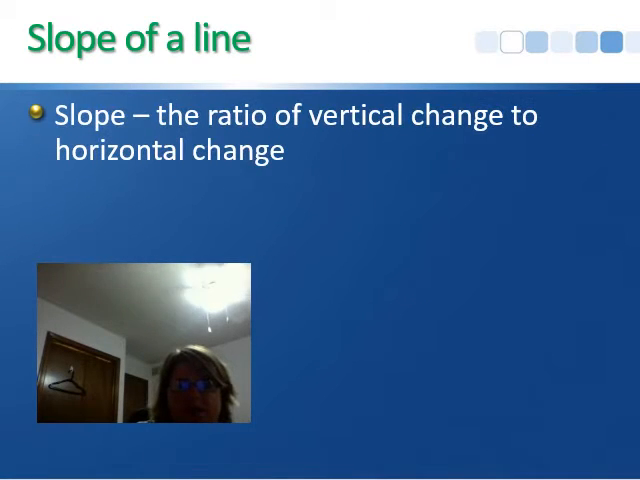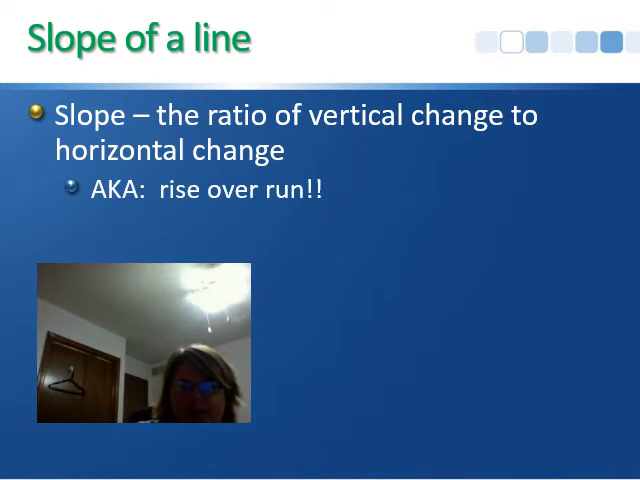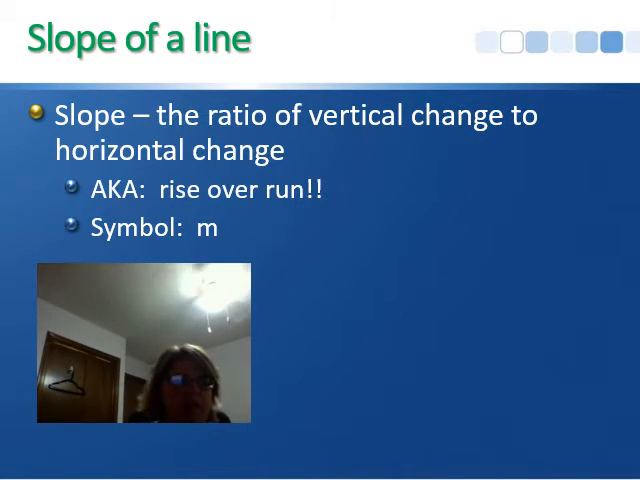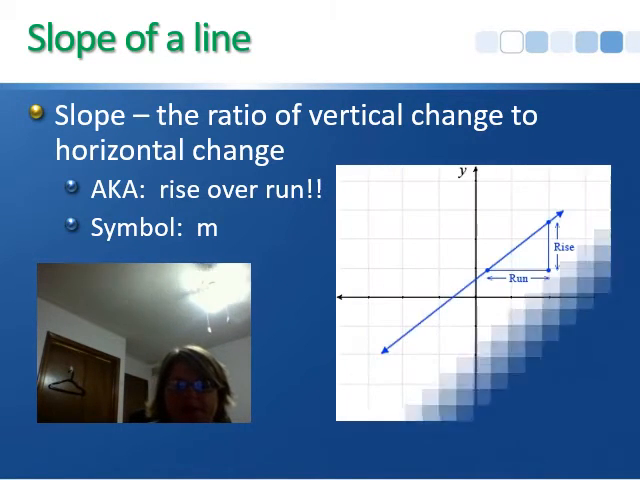All right, so let's talk about the slope of a line. The slope is the ratio of vertical change to horizontal change. So all that really said is the change in y over the change in x, or what we've always known as the rise over run. So there it is. You want to write down what the symbol is. You don't necessarily have to write down the ratio of vertical change, but I do want you to know that slope is rise over run, and that the symbol is m.